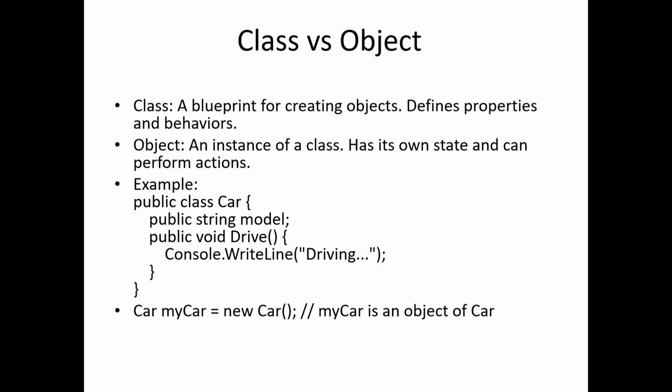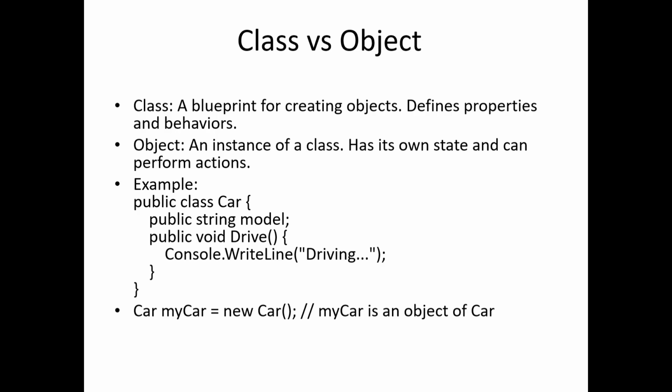So now each Car object will have its own model and it will perform the action, it will perform the behavior, which is a method here, drive. So this class will have many objects. Each object will have its own state, like each object will have its own model.